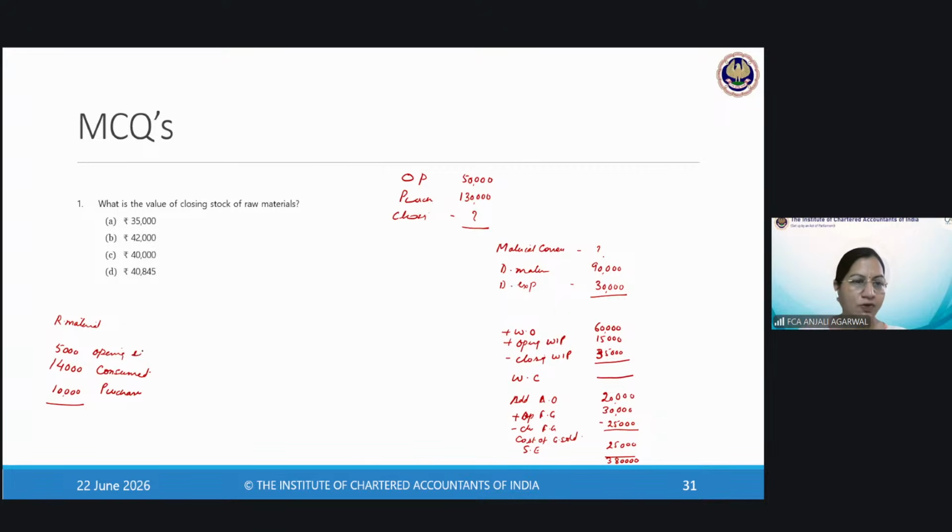So now we have opening stock units. How did we calculate? 50,000, and the opening price was 10 rupees per unit, and we are following FIFO. So the closing inventory would have been at the rate of 10. So it is 5,000, right? Now, if you have 5,000 opening plus 10,000 purchases, you have 15,000 units in your hand. Out of 15,000, 14,000 is consumed. Therefore, 1,000 units is your closing stock of raw material.